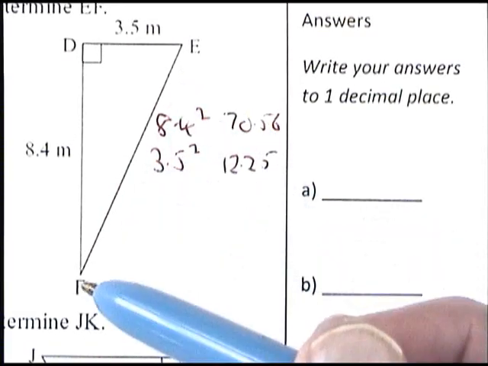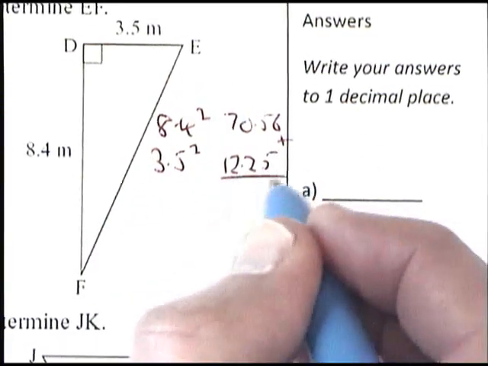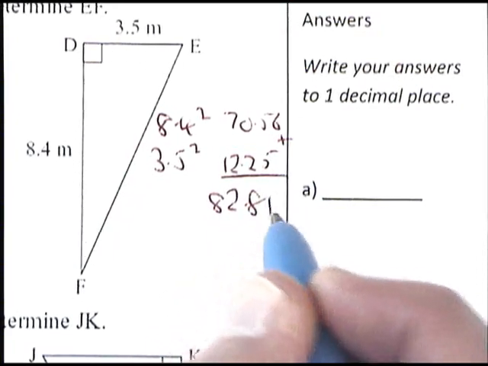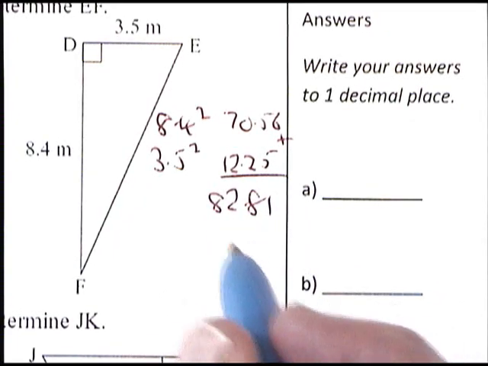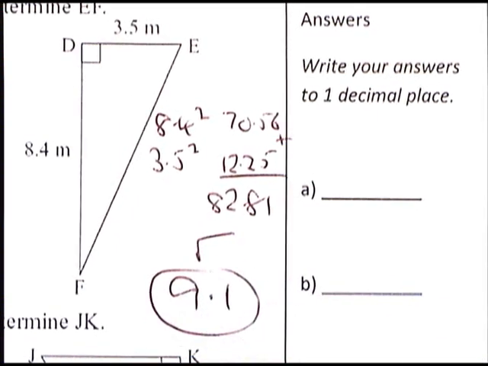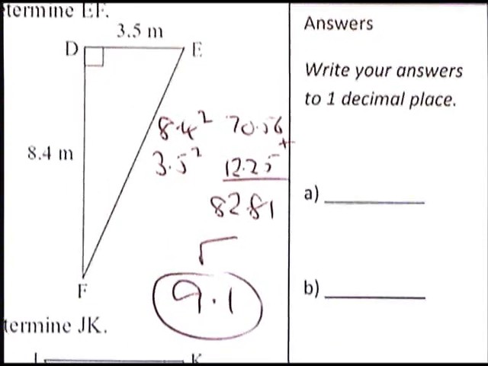We've got to find the longest side. We add those two numbers together. Add those together, you get 82.81. Final step, you square root. If you square root that, you get 9.1. 9.1 is the answer to part B.